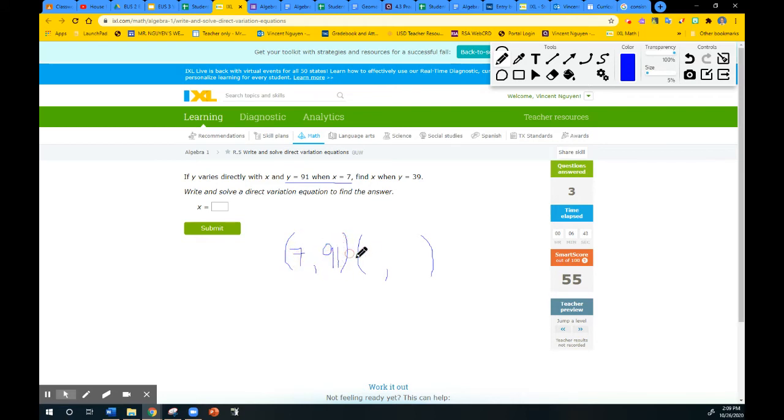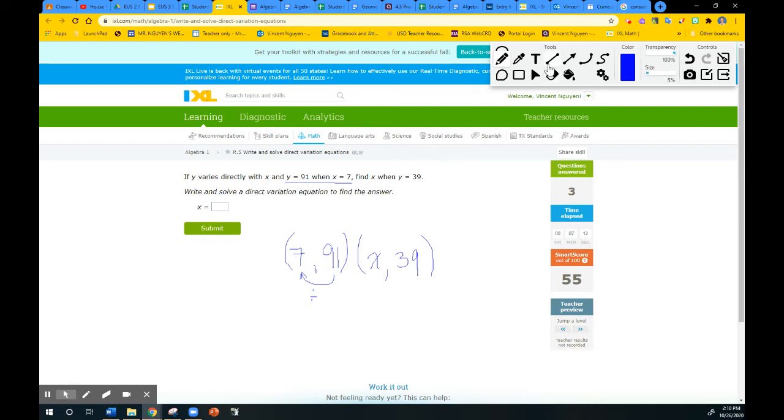Okay, and then here we have y, which is 39, but we don't know what x is. So this is kind of like going backwards, right? Instead of 7 times something to give you 91, you could actually do 91 divided by something to give you 7. So you could go backwards this way, but if you're going backward, you're actually dividing, right?